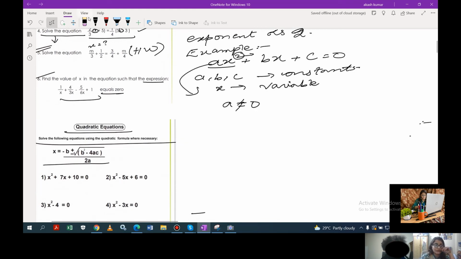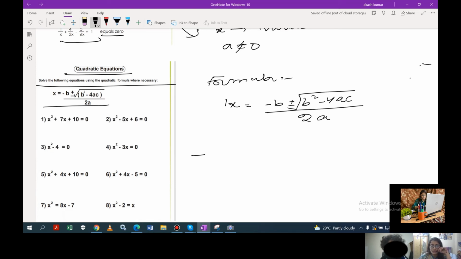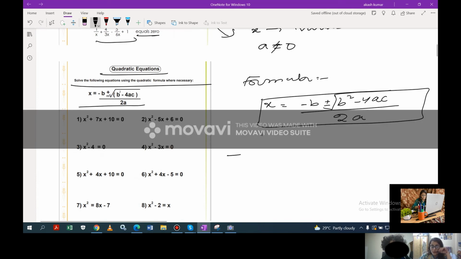We have a formula to solve the quadratic equation. You should memorize this formula. So the formula is x equals minus b plus or minus the square root of b squared minus 4ac, over 2a. This is the formula to solve the quadratic equation. So let's understand the formula by solving question number 1.